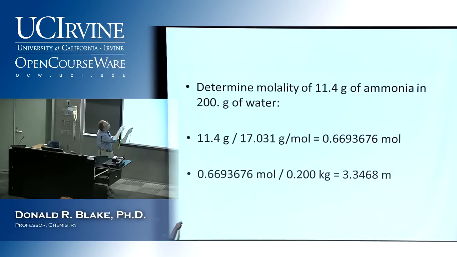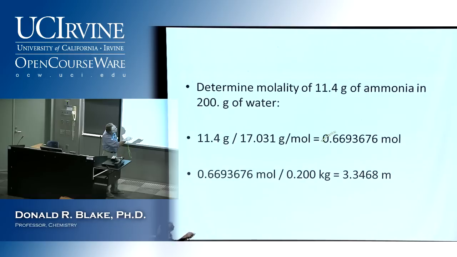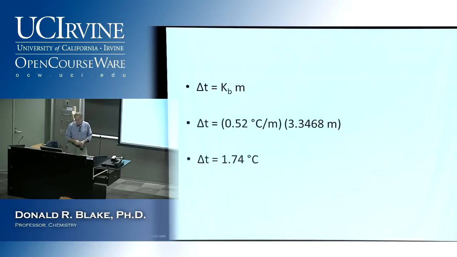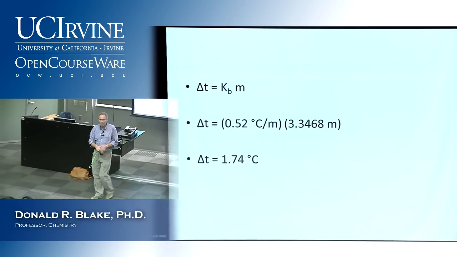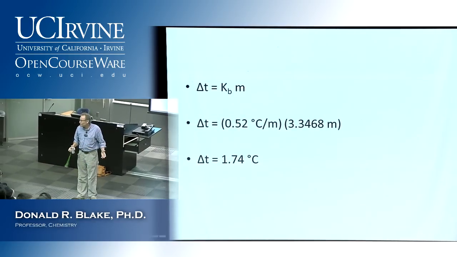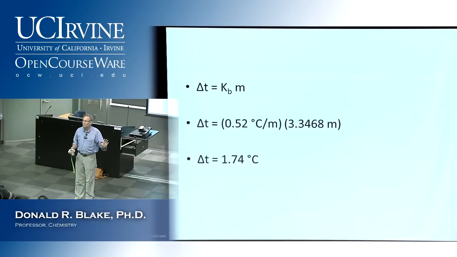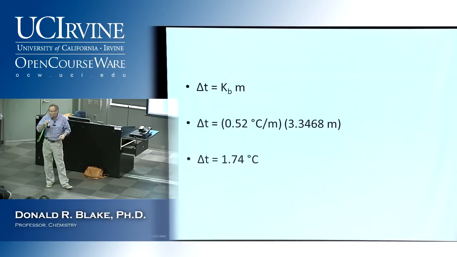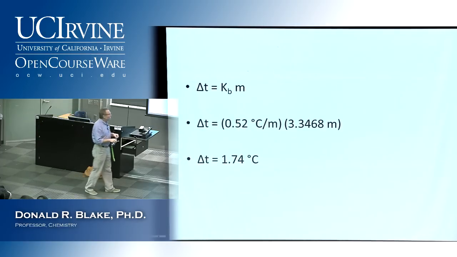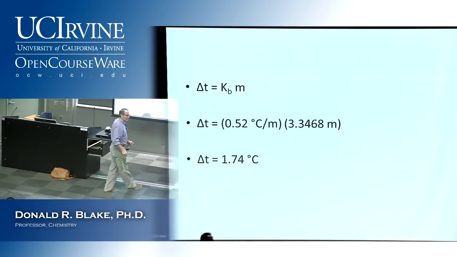Okay, so you got about 2/3 of a mole divided by 0.2 kilograms. So you got 3.3 molal. 3.3 times 5.2, about 1.7. Yeah. So we got that? How many want me to slow down? How many think they got that? Okay, all right. So once again, it's a very simple, straightforward calculation, okay? Nothing tricky about it.